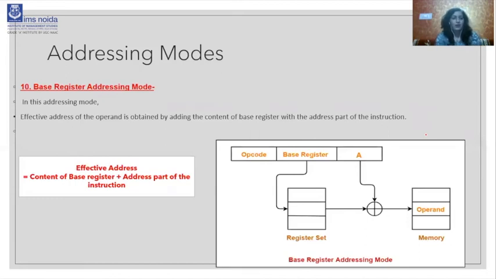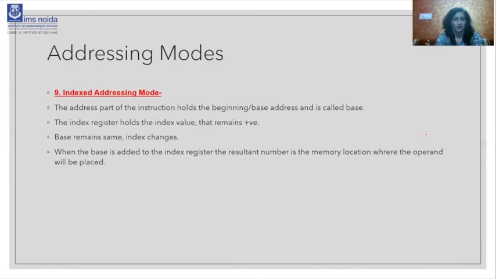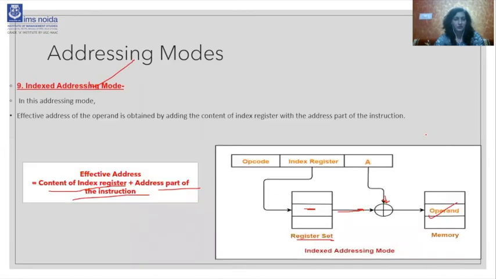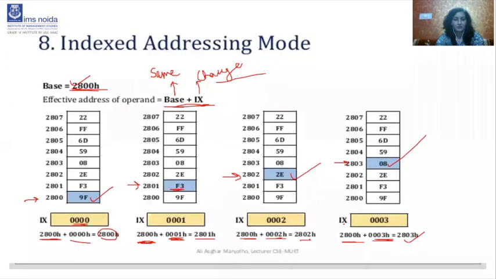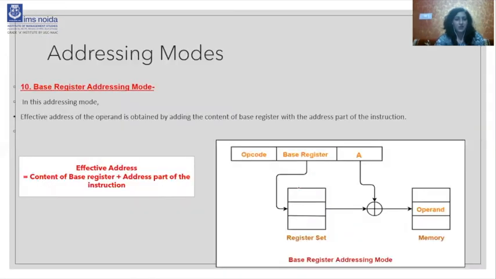Now come to another addressing mode, known as the base register addressing mode. There are slight differences among all the addressing modes, basically in the formula of the effective address. In the previous one, index addressing mode, the formula was the index register plus the base address. Now, what does base register addressing mode say? The content of the base register plus the address part of the instruction.